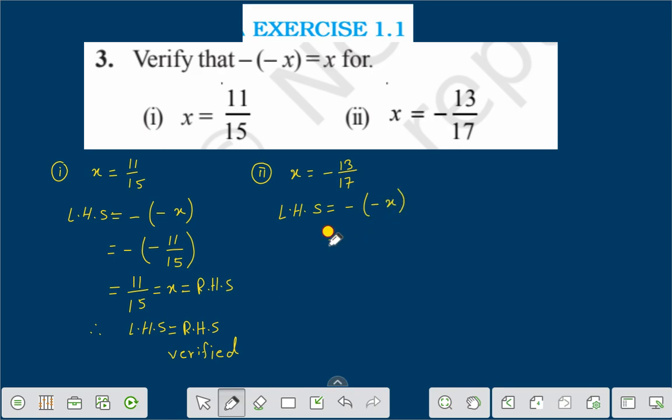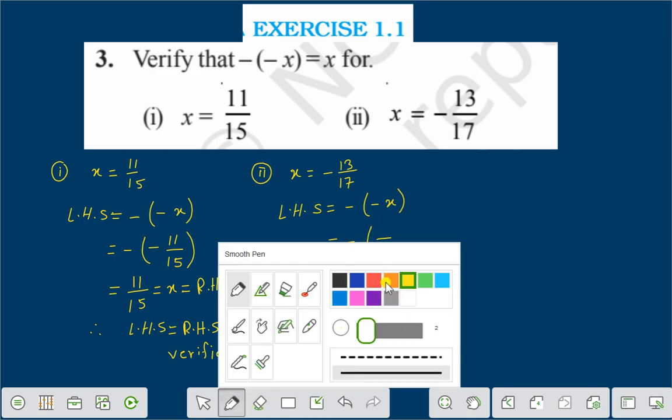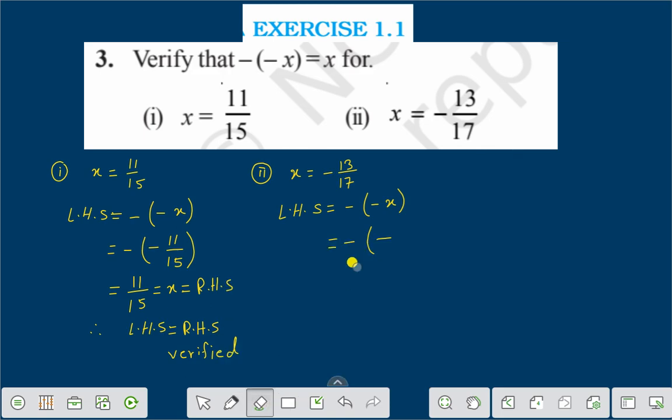Therefore it can be written as minus in bracket minus. If we take a second bracket, it will give a better result. Let us take this one as the second bracket. Here is minus, second bracket, minus x. The value of x is minus 13 by 17. Let it close, and close the second bracket also.